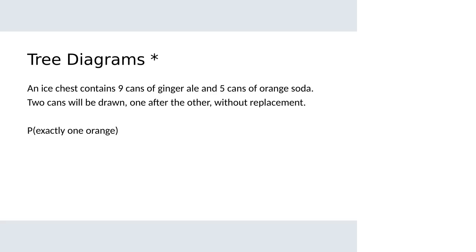There's ginger ale and orange soda in my cooler. So as I build my tree diagram, what I'm going to create is a path for ginger ale and a path for orange soda. There are 14 total cans, so the probability of getting ginger ale is 9 out of 14.